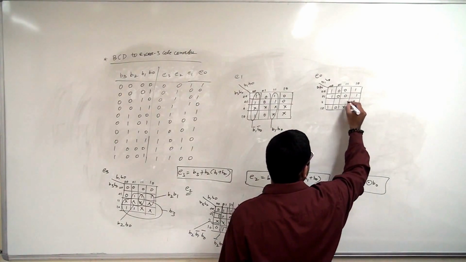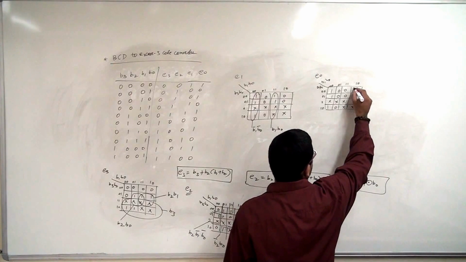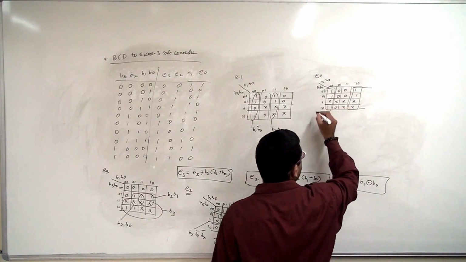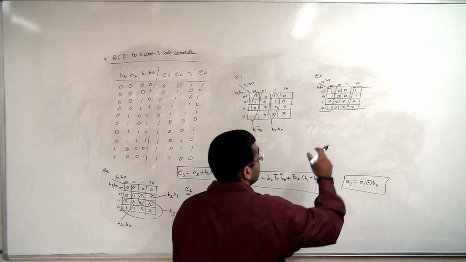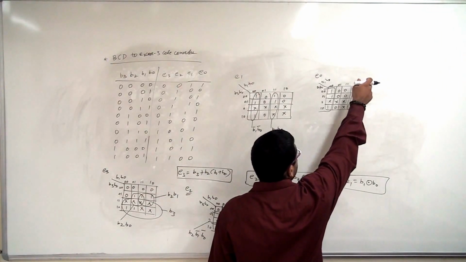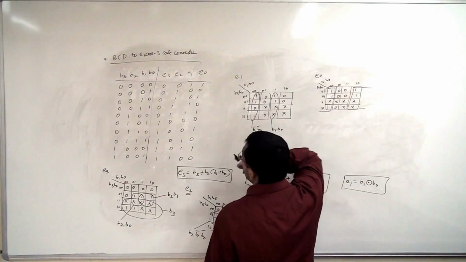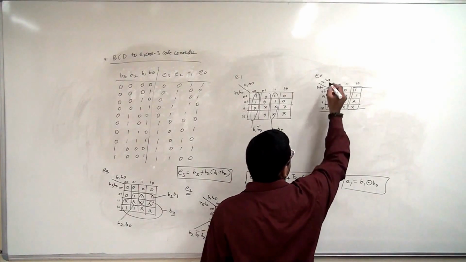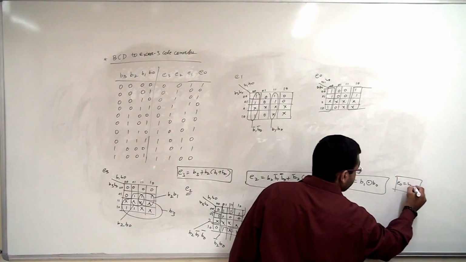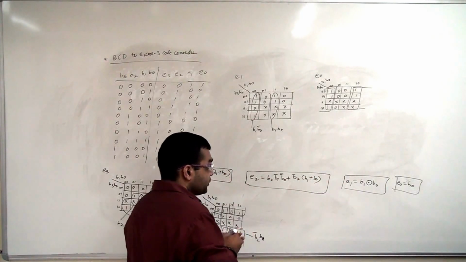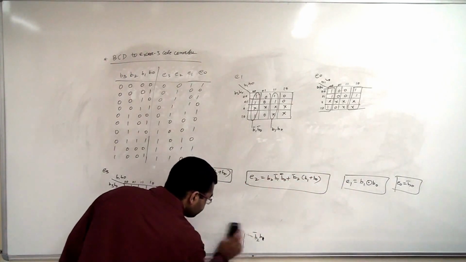And the remaining are don't cares. Alright, so this forms a pair of 8. So what do I get? You can actually see from this I get B0 bar. So E0 is the same as B0 bar. With all these 4 equations I can draw my circuit.